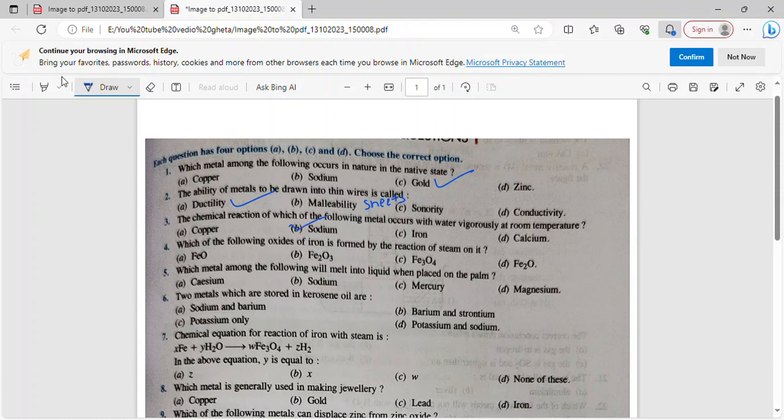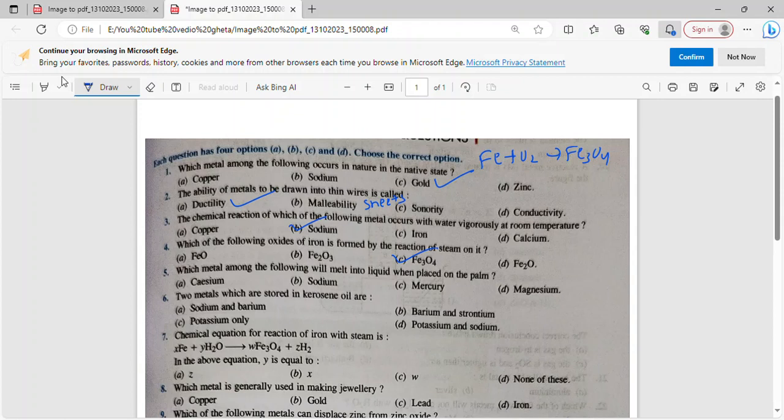Which of the following oxides of iron is formed by the reaction of steam on it? Do you know which iron oxide will form when steam reacts with iron? Or you know Fe plus O2, I told you, a very important reaction, Fe3O4, iron oxide, Fe3O4.